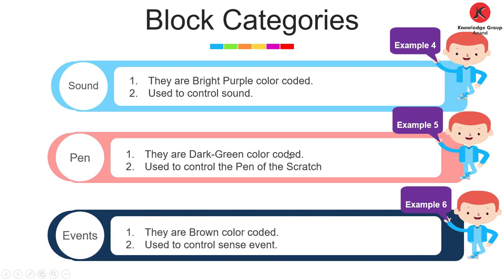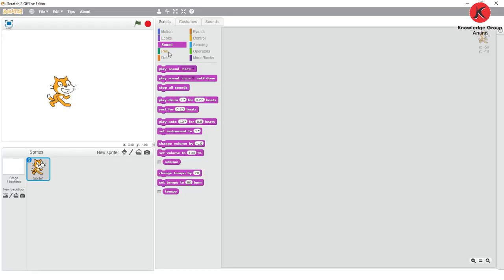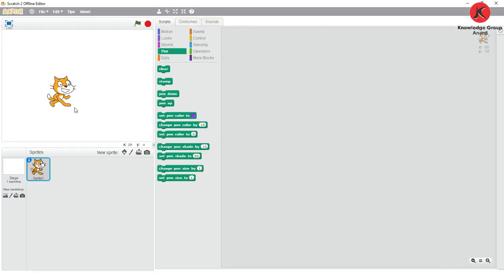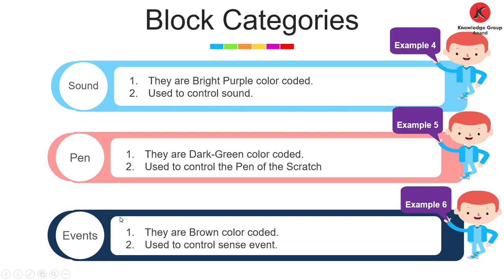Okay, next pen. They are dark green color coded and used to control the pen of Scratch. So when we want to design something on the screen, then we can use the pen. Here different kinds of commands are there for the pen block tool, like clear, stamp, pen down. Pen down means it will activate the pen, and pen up will deactivate the pen. When you want to start drawing, use the pen down, and when you complete the drawing on the stage, select the pen up.